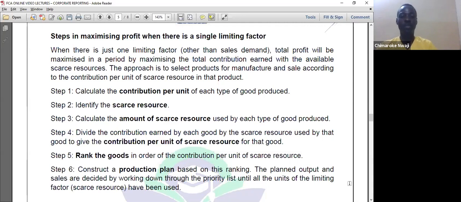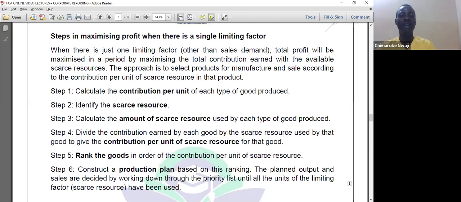Let's go to step 2. Step 2 says identify the scarce resource. Now that scarce resource we've identified in the first question. If you are not told, you simply look at your budget availability plus your budget requirement. Whenever there is a shortage, that indicates your scarce resource. But sometimes in the question, you may be given that scarce resource. So if you are given, thank the Lord.